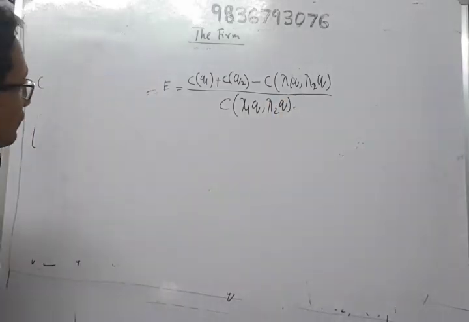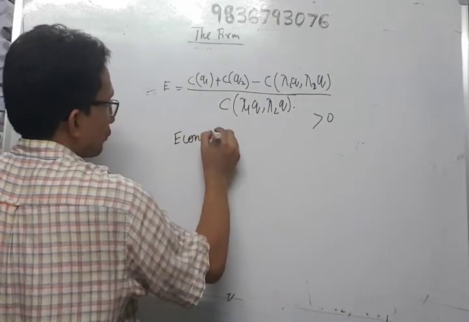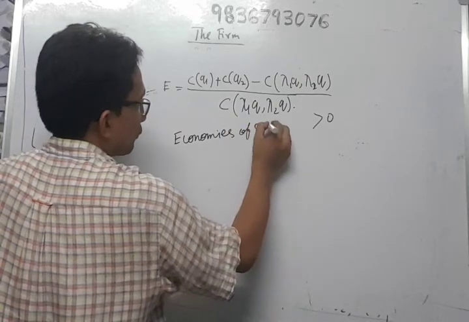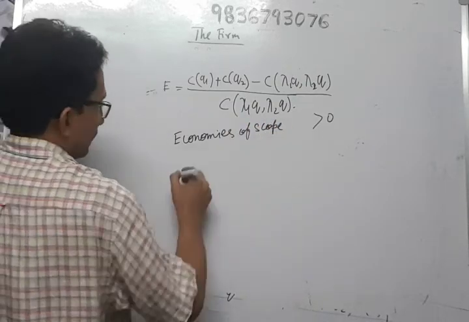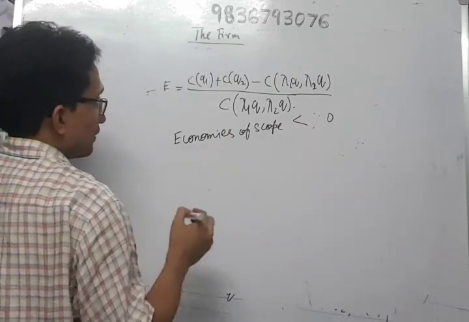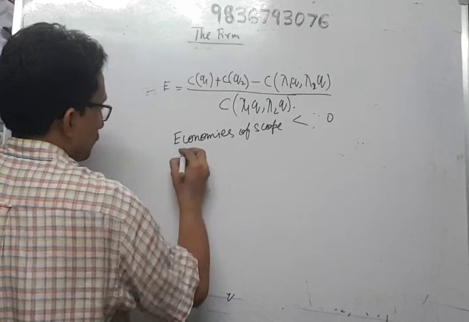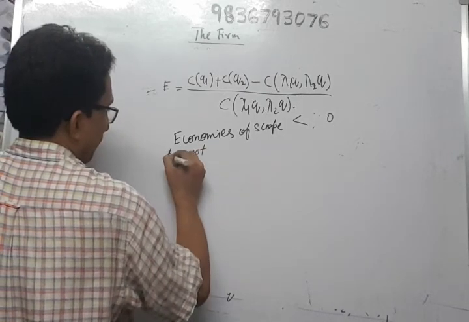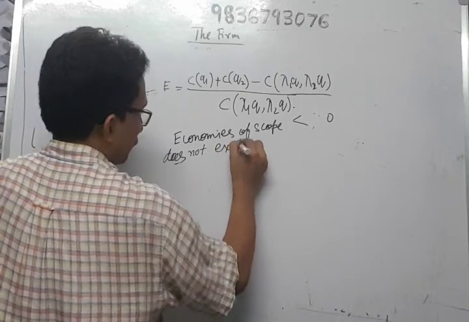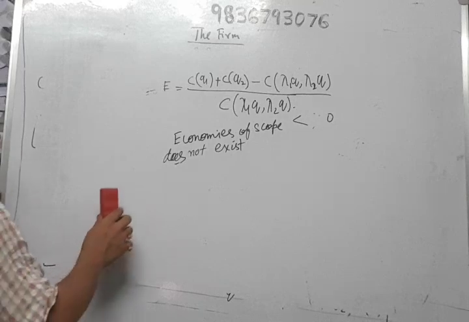Now if this ratio is greater than 0, that means there exist economies of scope. That means you can benefit more by producing these two products together rather than producing them separately. However, if this ratio is less than 0, that means if the ratio is negative, there does not exist any economies of scope. So depending on this ratio, we can take a call whether we should be producing these two outputs or any other different outputs together or in separate plants.